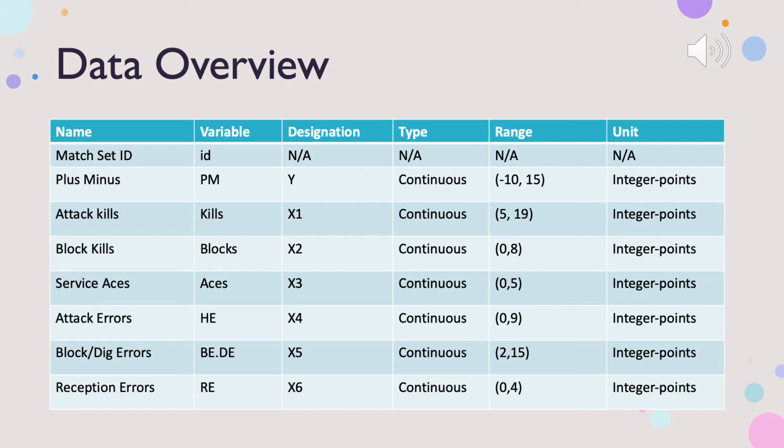Attack kills is a continuous value with a range of 5 to 19. Block kills is a continuous value with a range of 0 to 8. Service aces is continuous with a range of 0 to 5. Attack errors is continuous with a range of 0 to 9. Blocking and digging errors is continuous with a range of 2 to 15. Reception errors is continuous with a range of 0 to 4. All of these are coded as integers, with their unit being a point.